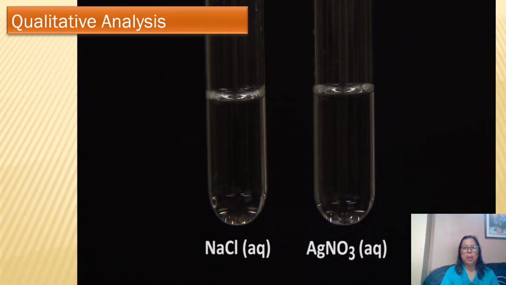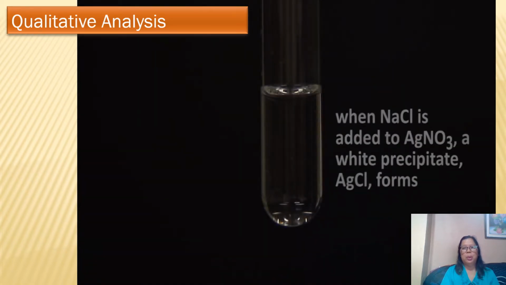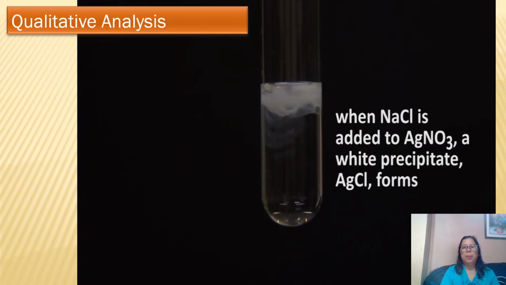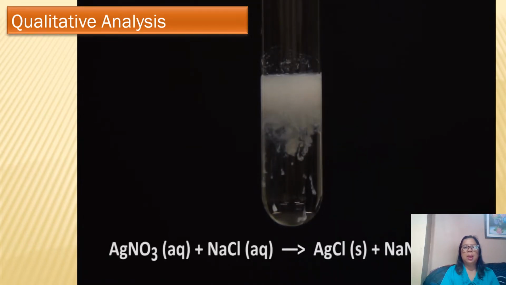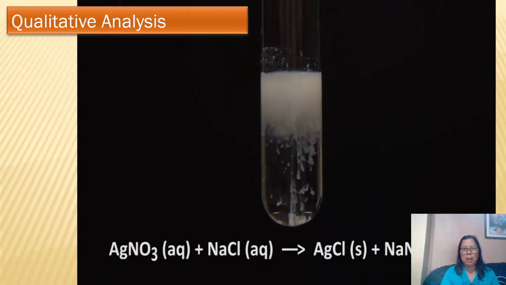I will show to you an illustration as to how to do qualitative analysis. In a test tube you're going to add a substance or a chemical to test for its presence. So this is a sodium chloride solution, and we are going to test for the presence of the sodium. For example, it is unknown. So when sodium chloride is added to silver nitrate, a white precipitate is formed. So this confirms that this contains silver.